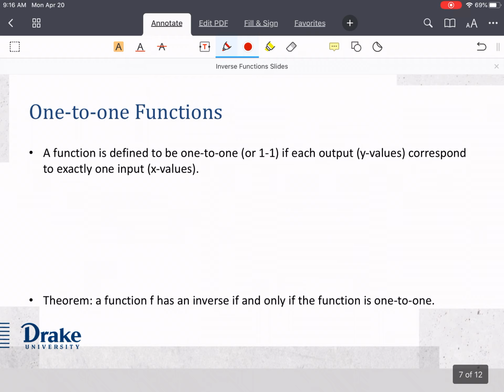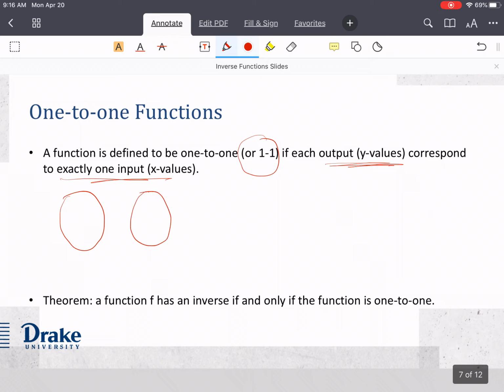All right. So now we're ready to talk about one of the main ideas in mathematics, in pre-calculus and calculus, what we call one-to-one functions. A function is defined to be one-to-one if each output y value corresponds to exactly one input value. So to illustrate this, I'm going to use set notations.